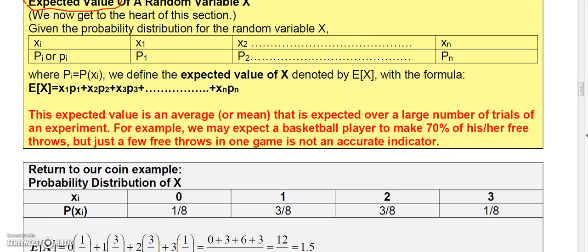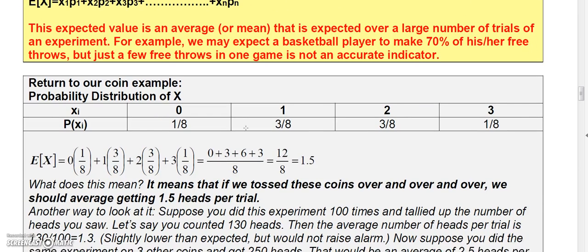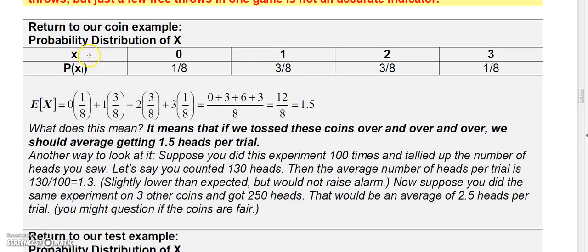Okay, so now let's return to my previous probability distribution. Notice here I have 0 times 1/8, so I'll put that there. Then 1 times 3/8 I'll put there. Then 2 times 3/8 I'll put there. And then 3 times 1/8 I'll put there. And then if I add these up, I'll get 0/8 plus 3/8 plus 6/8 plus 3/8. So if I add that up, I get 12/8, which is 1.5. Now what does this mean?